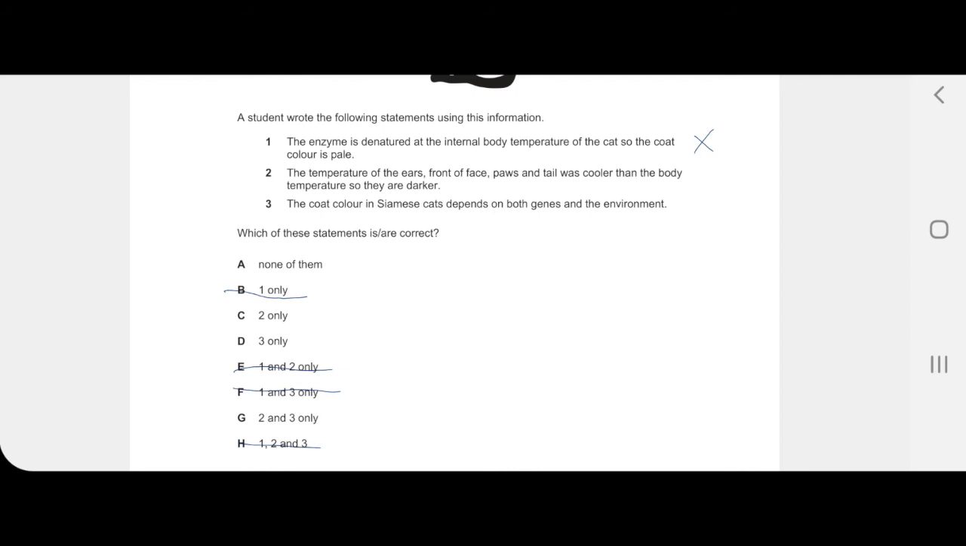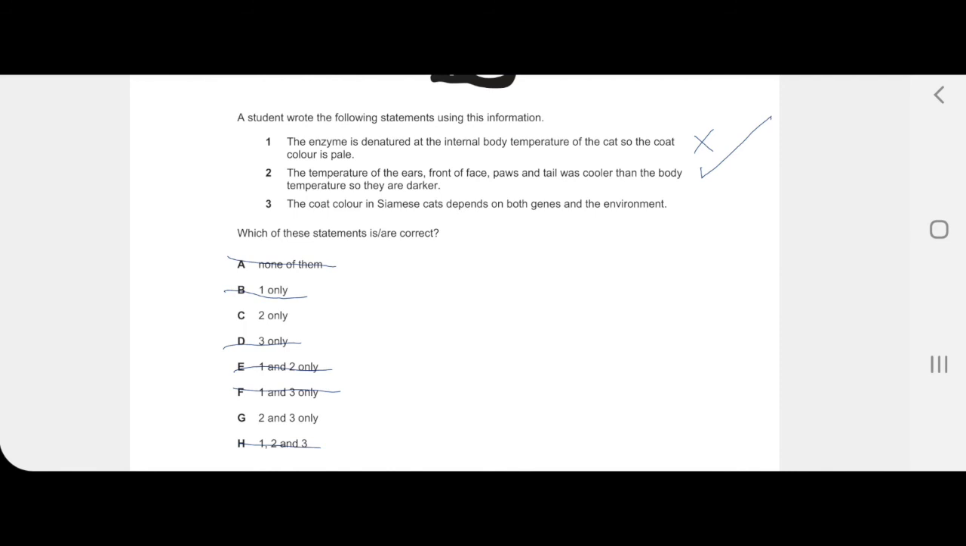Statement number two is correct. This is because the coat color is darker at cooler temperatures. And since the ears and paws are dark, we can conclude that they are cooler than the body's temperature. So let's give that a big fat tick. Anything with two is correct, and anything that excludes two is incorrect. So we can eliminate A, we can eliminate D.